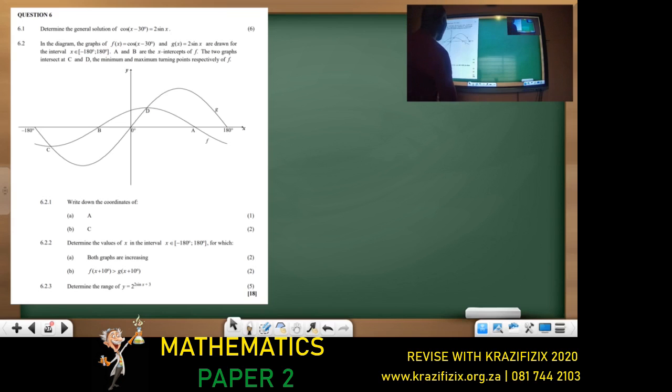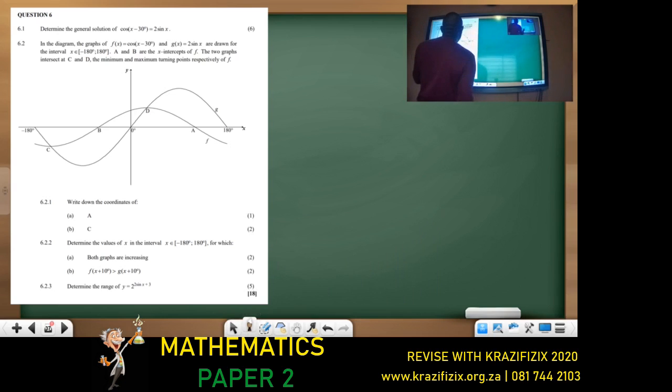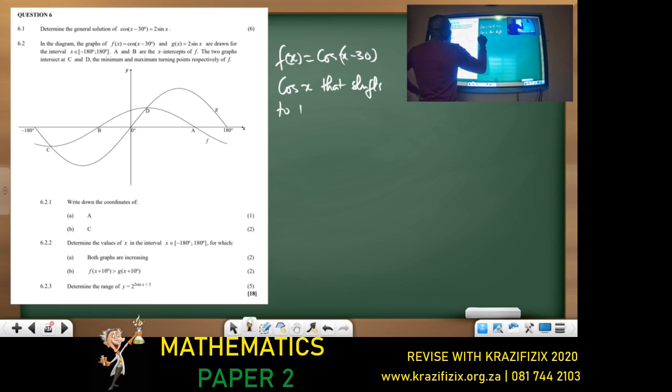Okay. A and B are the x-intercepts. The two graphs intersect at C and D. The minimum and maximum turning points, respectively, of f. Okay. Alright, so D is the maximum and C is the minimum. Write down the coordinate of A. Tricky. Now, let's see. What do you know about A? About f? Look at my f of x. It is cos of x minus 30. So basically, it is cos x that shifts where? To the right.